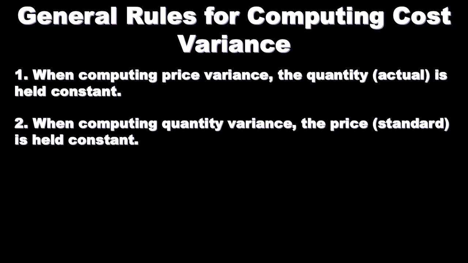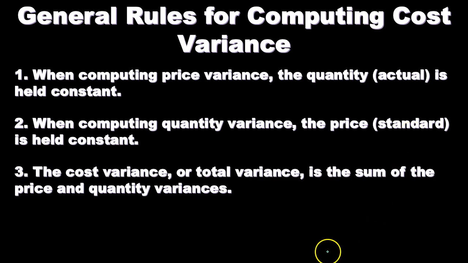Two, when computing quantity variance, the difference between the actual quantity and the standard, or what we thought the quantity should be, the standard price is held constant. So now we hold the price constant, because we're focusing on the quantity. We're trying to see the difference in quantity and therefore need to hold the price constant, and we'll have the standard in that situation. Three, the cost variance or total variance is the sum of the price and quantity variance.